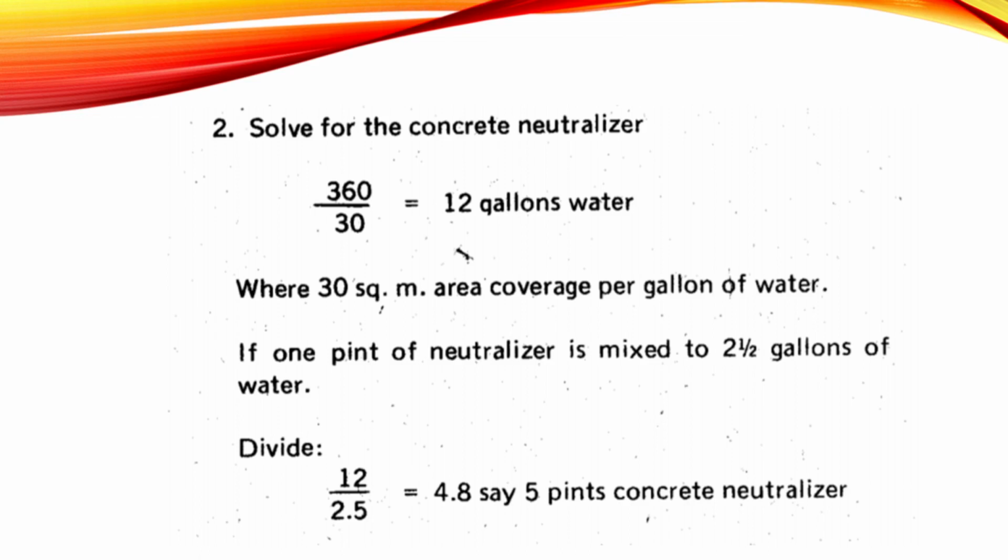So if 1 quart of neutralizer is mixed with 2.5 gallons of water, we divide the 12 gallons by 2.5, and that is 4.8.